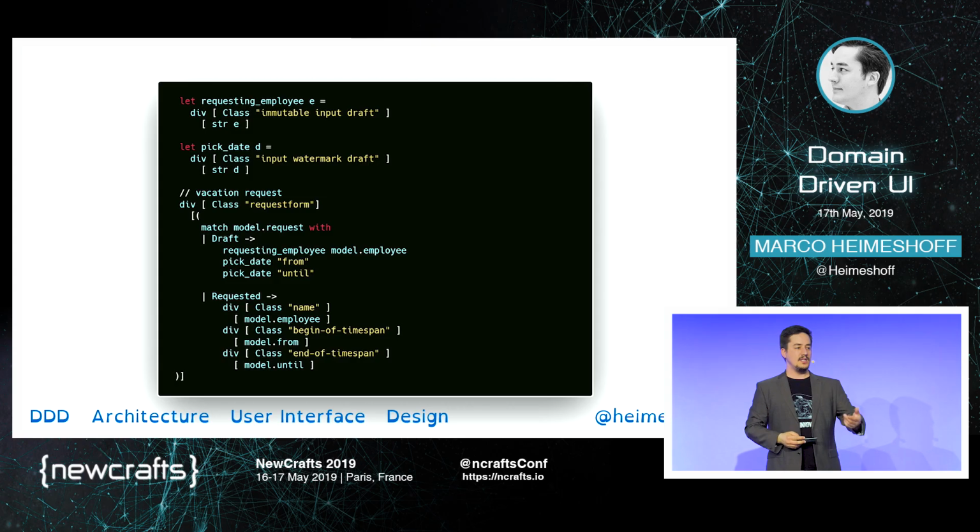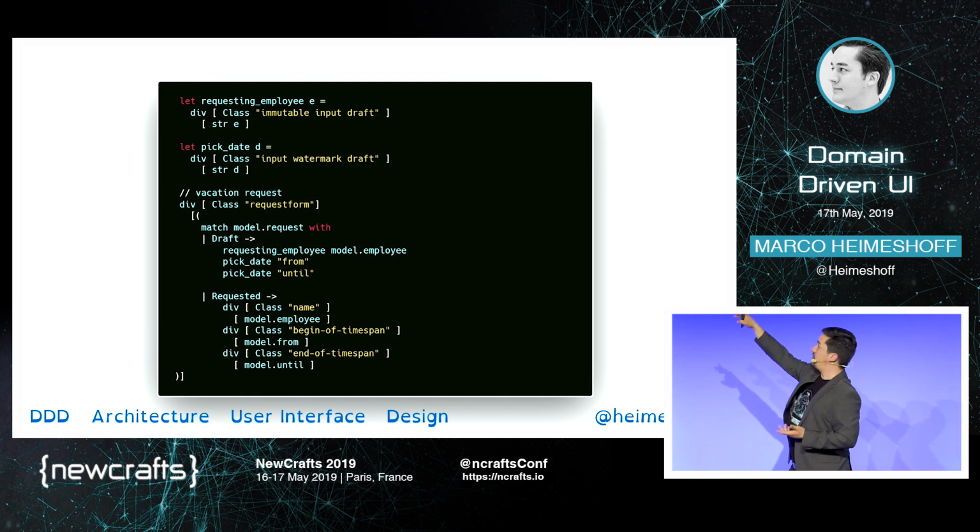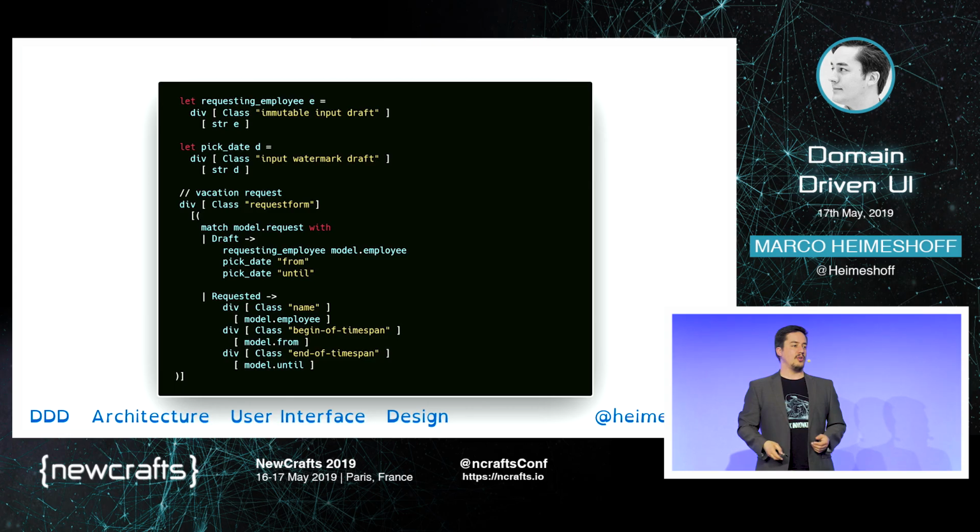This becomes really easy to read. Now we understand what it represents, because we don't care at this moment in time how it actually works on the front end. Once it's designed, we just need to understand what it is representing. Then we can go inside and see, okay, pick date is just a div with an input watermark in drafting phase that shows me the string for this date, and the requesting employee is an immutable input draft that just shows me the employee name.